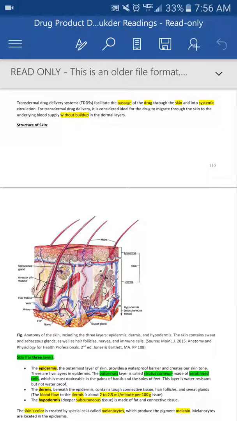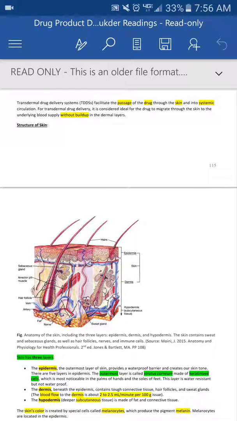For transdermal drug delivery, it is considered ideal for the drug to migrate through the skin to the underlying blood supply without buildup in the dermal layers. So you don't want to deposit drug in the skin, because first off, you get potentiation of hypersensitivity reactions and irritation and contact dermatitis.